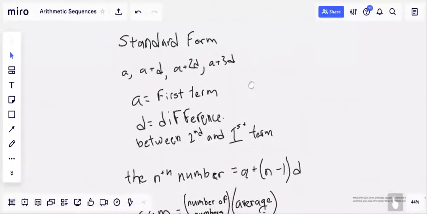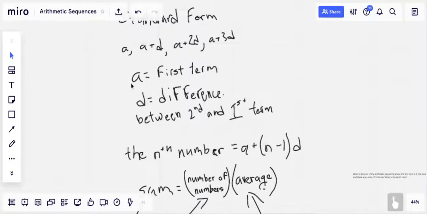In this video, we'll be talking about arithmetic sequences. The standard form of an arithmetic sequence is a, a plus d, a plus 2d, and a plus 3d, and then so on. A represents the first term of the arithmetic sequence, and d represents the common difference, or the difference between the second and the first term.